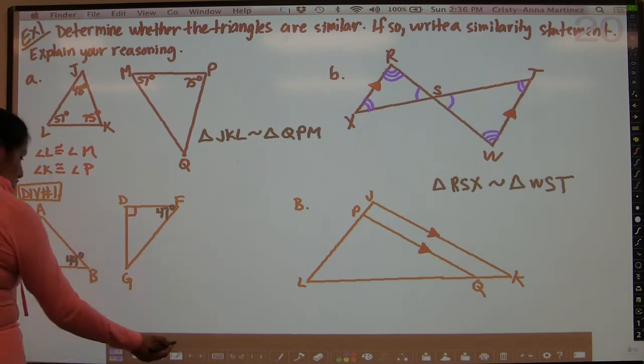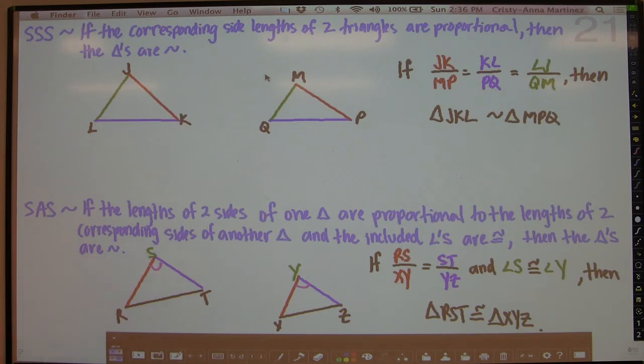We will move on to the other two theorems, which are side-side-side similarity and side-angle-side similarity. Now recall that when you were trying to prove triangles congruent, you wanted the three sides to be congruent. In the side-angle-side case, you wanted two sides congruent and the angle in the middle of the two sides to be congruent. But this time, we don't want side lengths to be congruent anymore. We want them to be proportional. So it's a little bit different when you're talking about similarity.